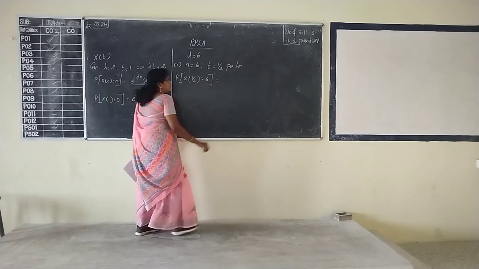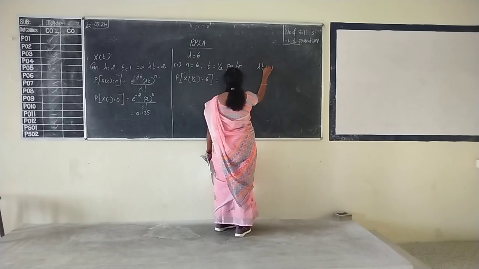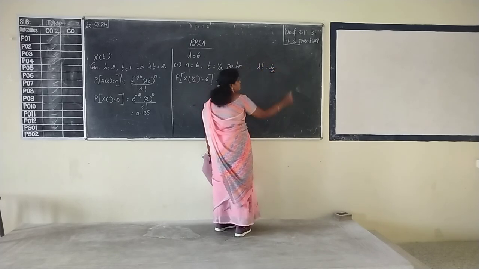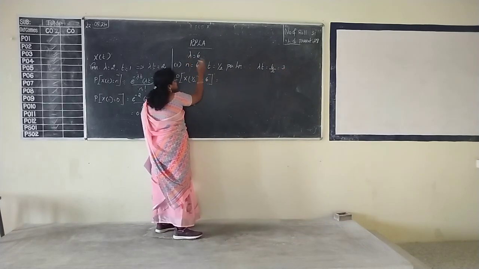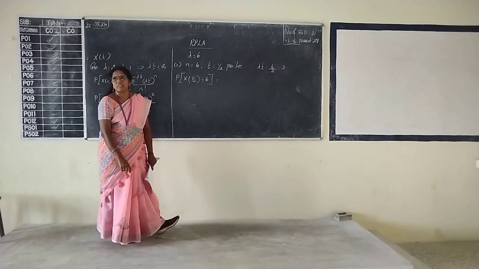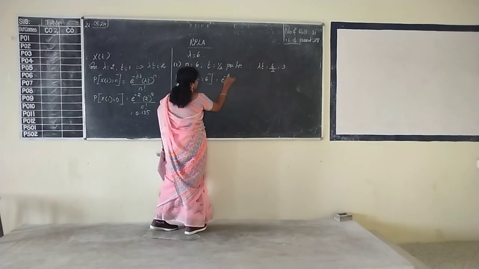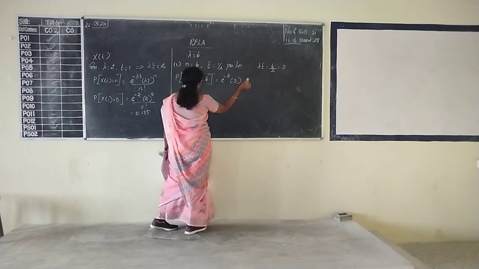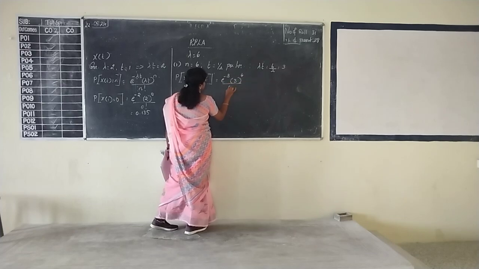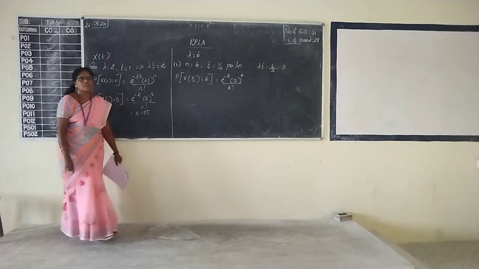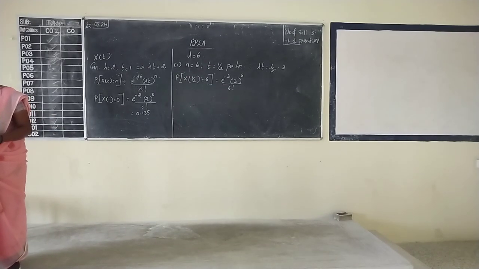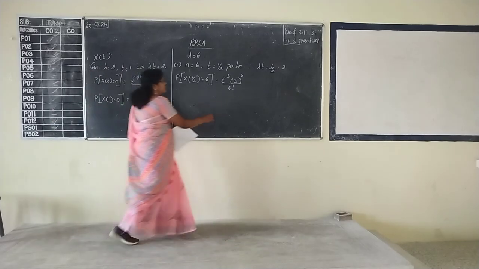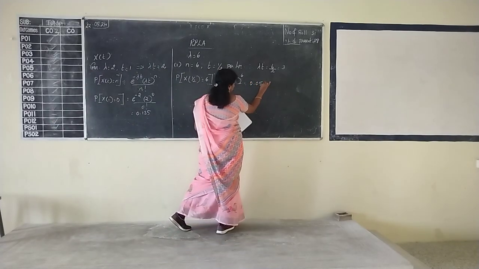This is equal to, for this problem, first lambda t. Lambda is 6, t is 1 by 2. What is the answer? 3. 6 by 2 will give you 3. So e power minus 3, 3 power 6 divided by 6 factorial. Using a calculator you can get this answer: 0.0504.